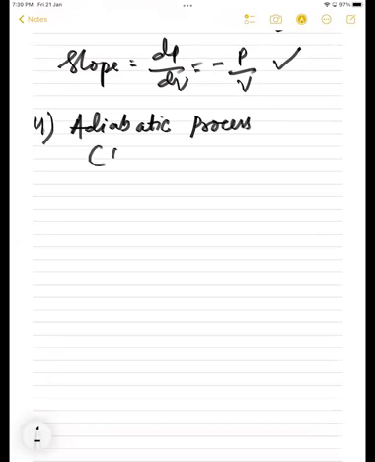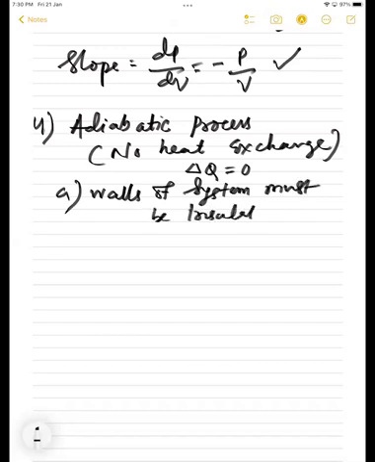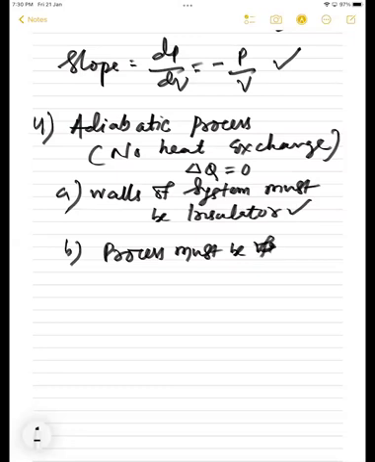Adiabatic process. Adiabatic process means heat constant. That means no heat exchange. So here delta Q is equal to 0. And students, since heat exchange will not happen here, what will be the conditions? First, walls of the system must be insulator, right or not? Walls of the system must be insulator. Getting, students? Yes or no? And here the process must be very fast. Process must be fast. Correct or not? So that is delta Q is equal to 0.